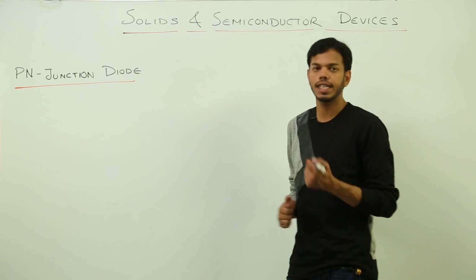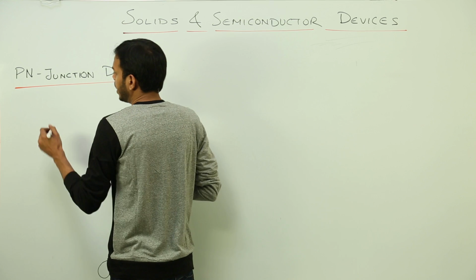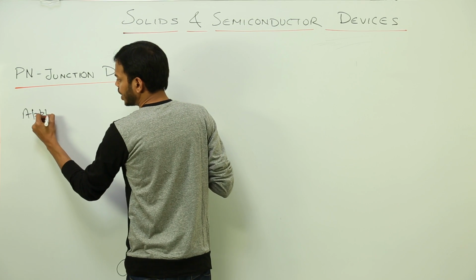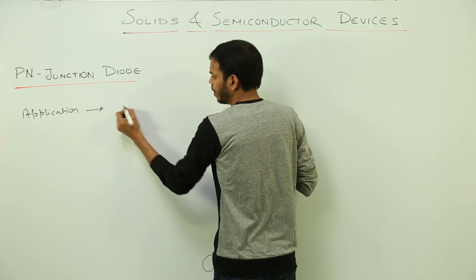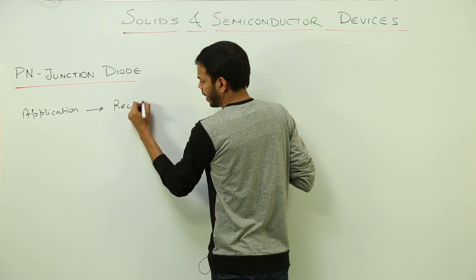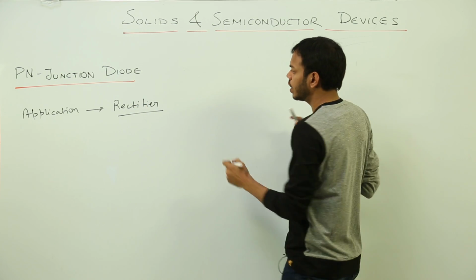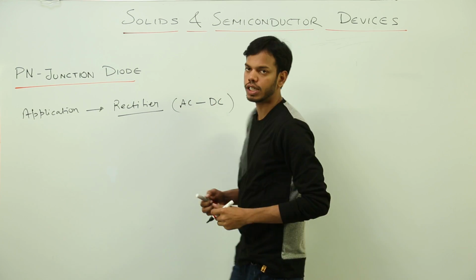Now, PN junction diode is utilized in a lot of ways. The basic application is in the construction of rectifier. Right now we are doing applications of PN junction diode, and the basic one which we have to study is rectifier. Now, what is rectifier? Rectifier is a device which converts AC to DC, that is AC signals to DC signal.